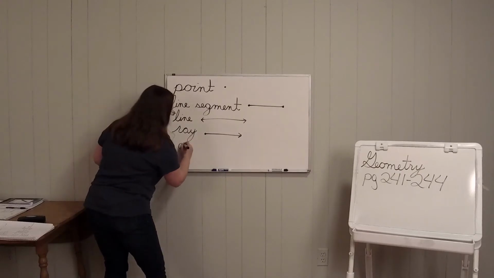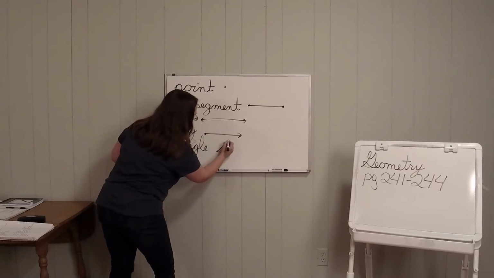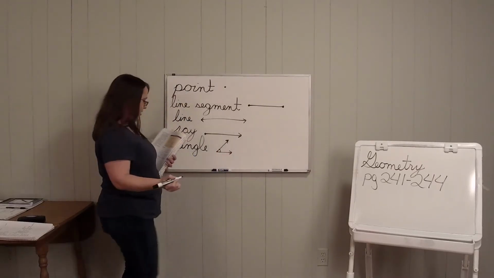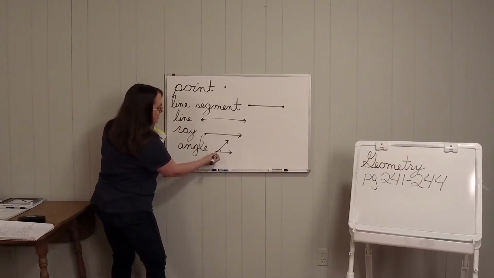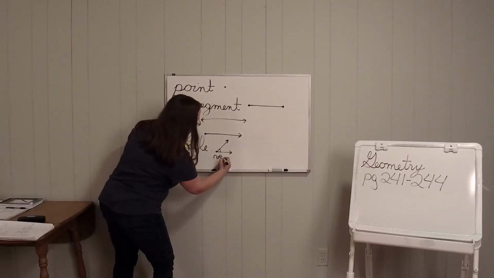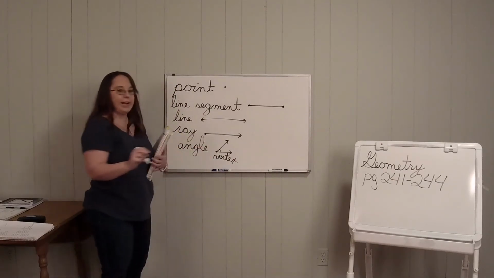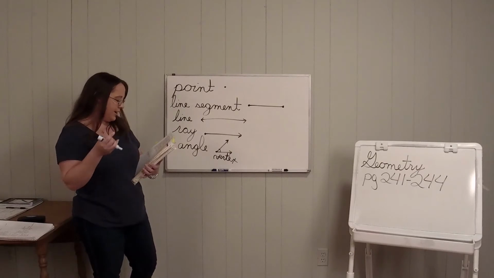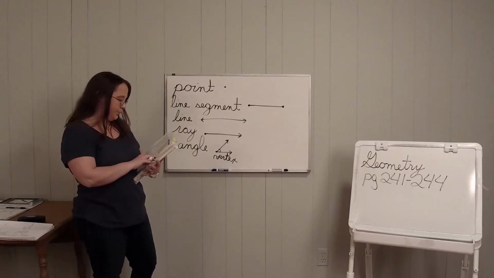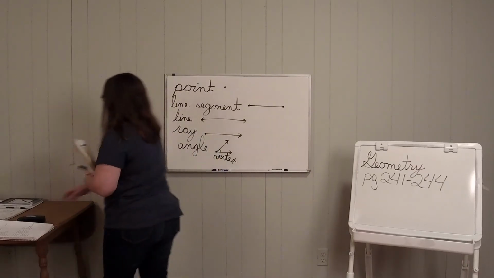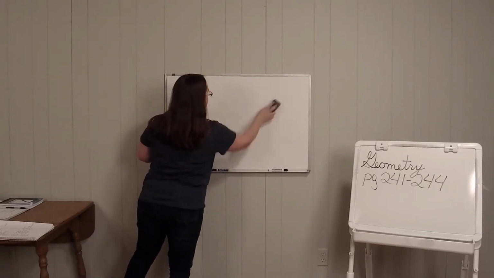Then you have an angle. And it's the same thing in your book. And an angle has a vertex. This point right there is the vertex. That point right there on an angle. And an angle is two rays that share a common endpoint, and their endpoint is the vertex. Okay?